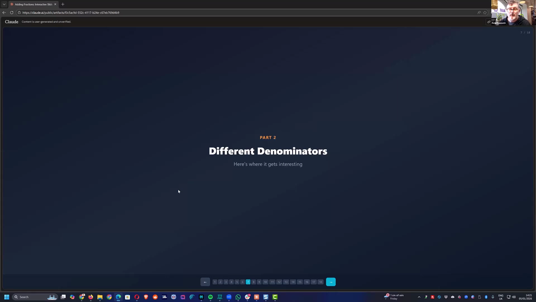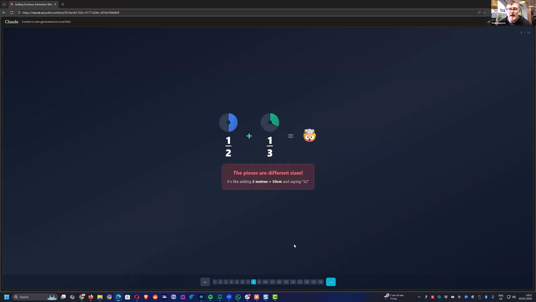But what about when we've got different denominators? That's the numbers under the line. Well, it's actually not that difficult. If the pizzas are different, the pieces of the pizzas are different, then we need to come up with a common way of adding them, because it's like trying to add 2 meters to 50 centimeters and saying 52. They're different things. So we've got to make them standard before we can add them.